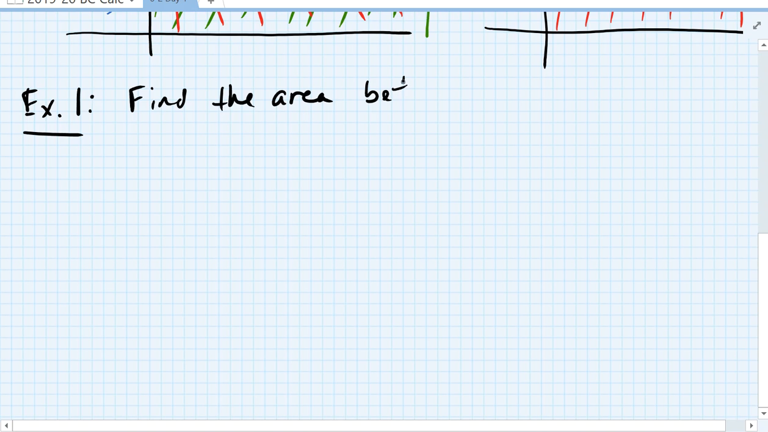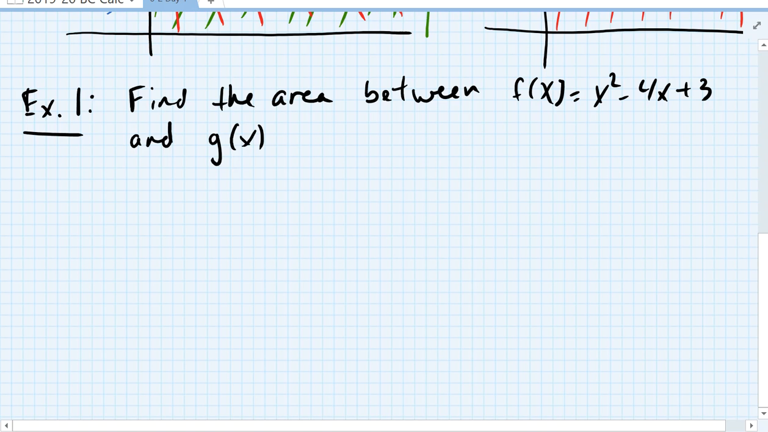between f of x equal to x squared minus 4x plus 3 and g of x equal to negative x squared plus 2x plus 3. And you really need to be able to graph quadratics because they really like it.